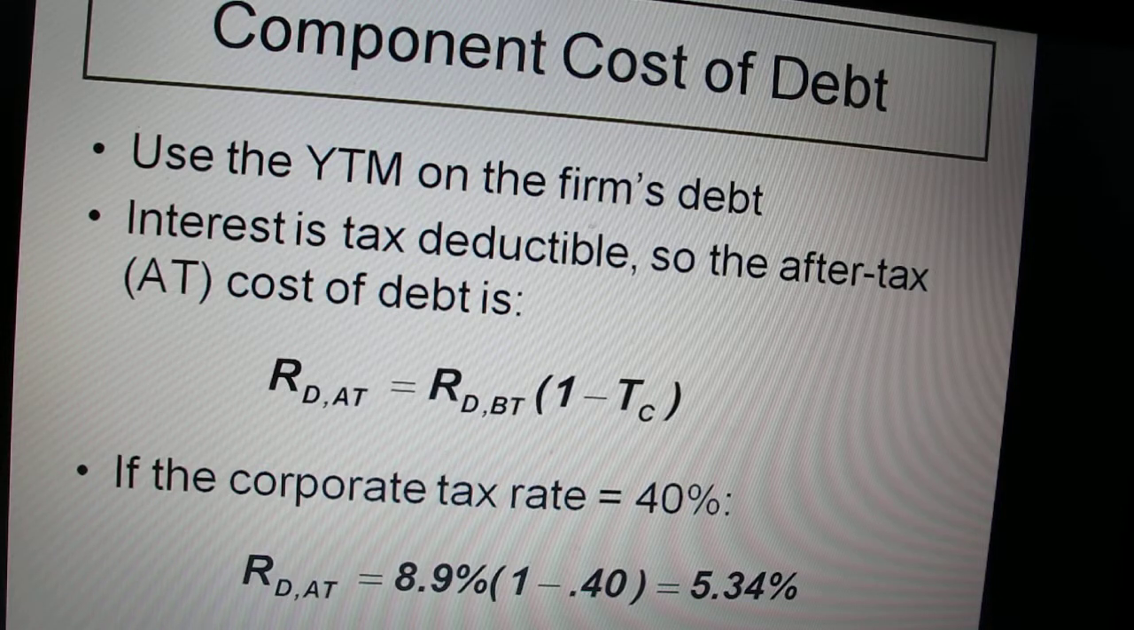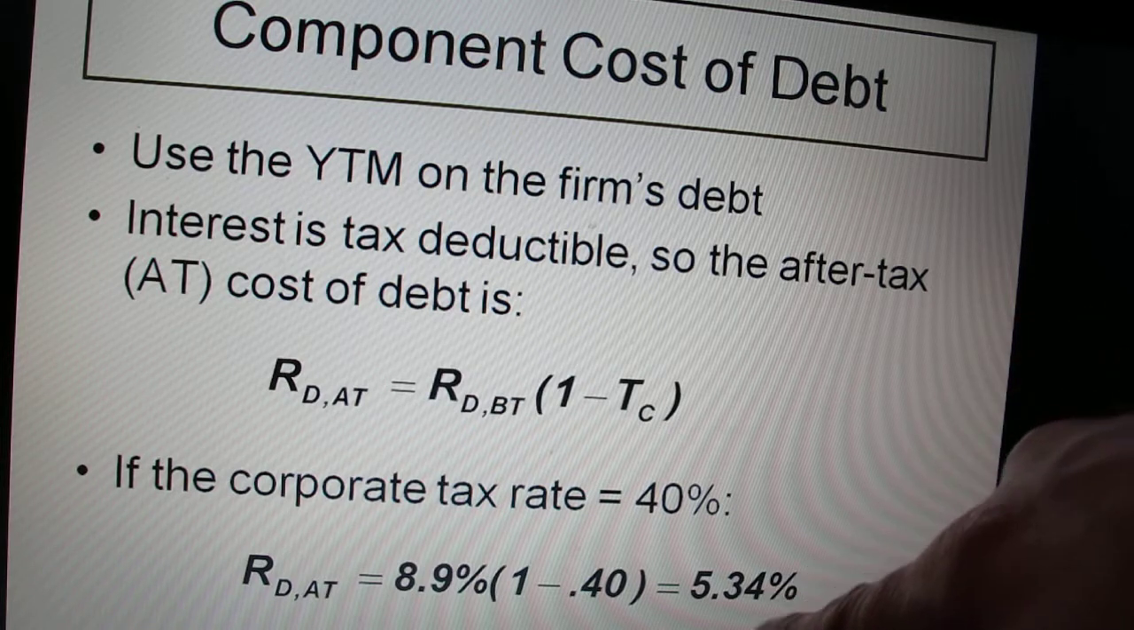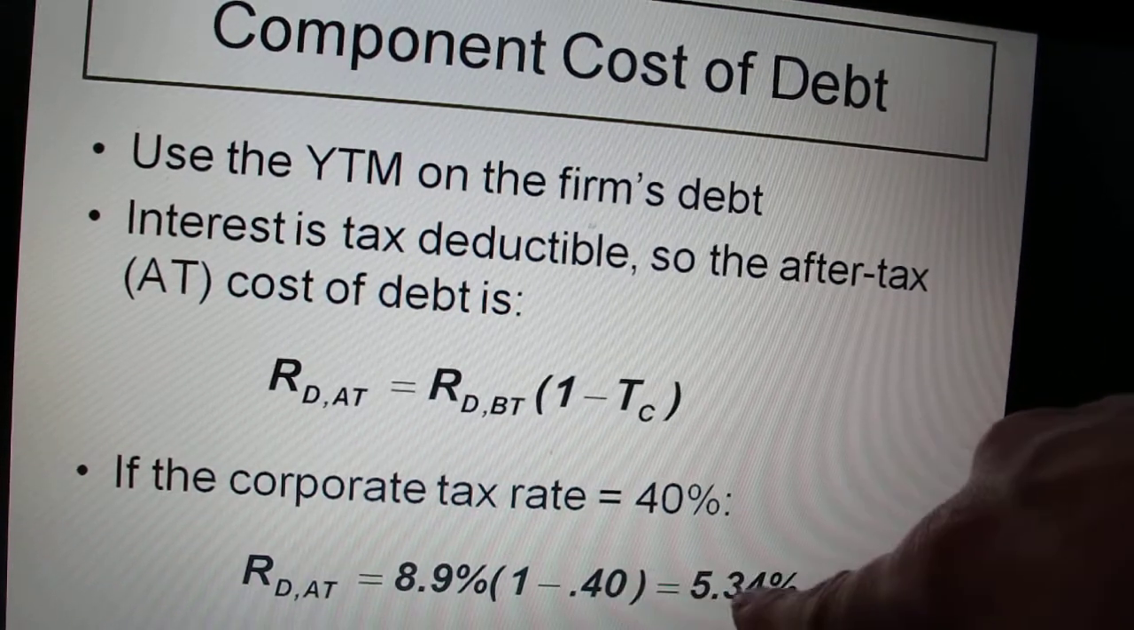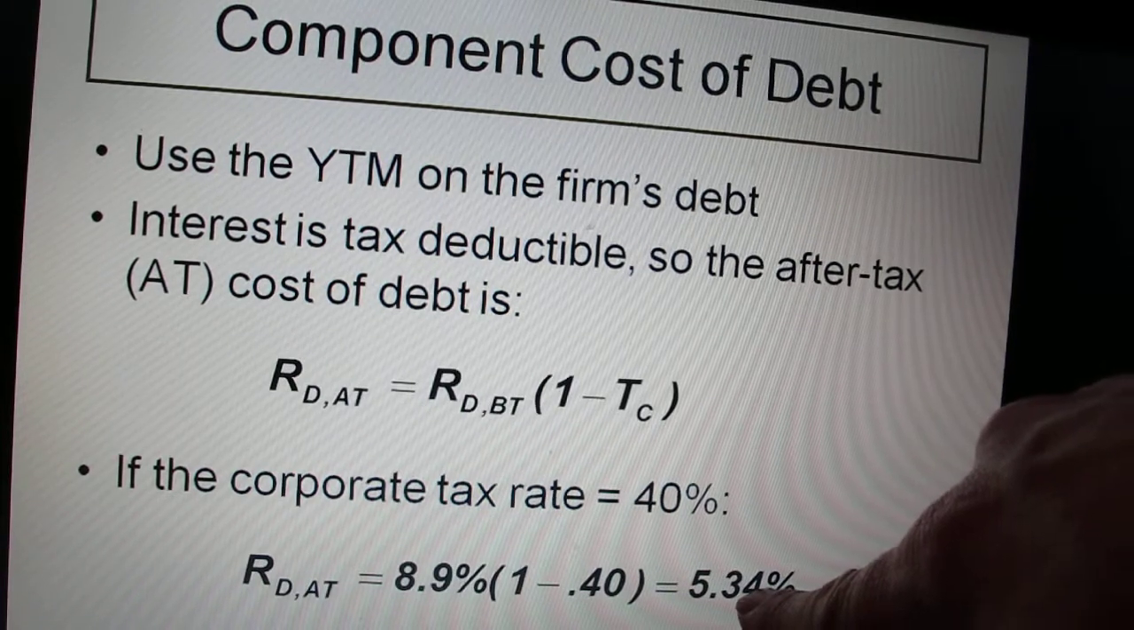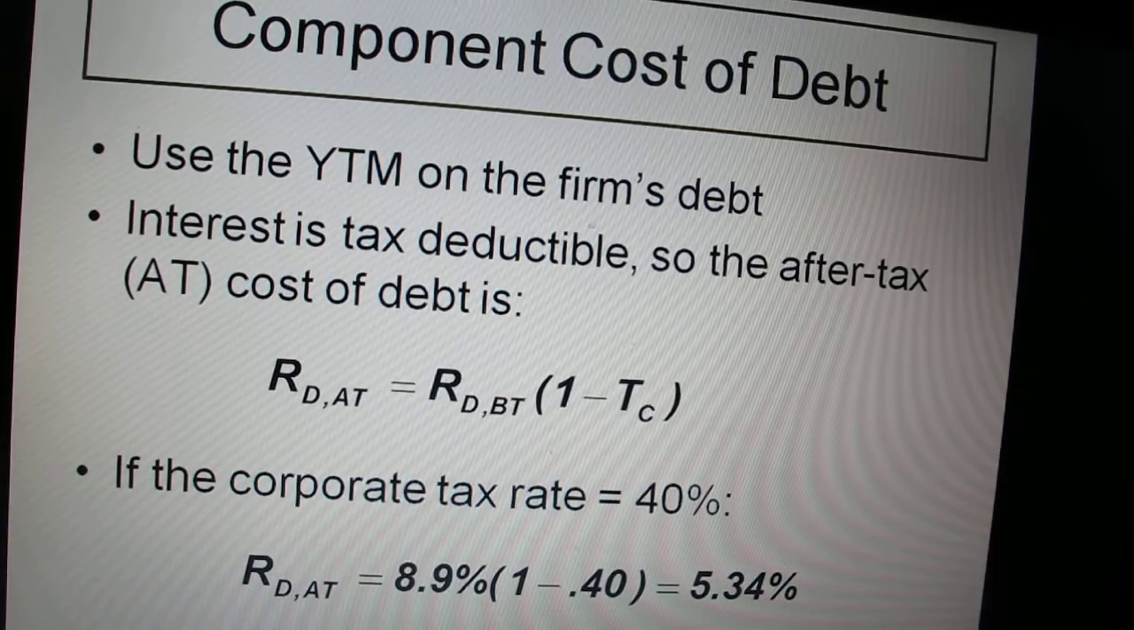An increase in tax rate may do something to after-tax cost of debt. Think about that. What would it do according to this formula? So if you increase that corporate tax rate from 40% to 50%, what would it do to this number? If that went up, it would lower that number, right? So a higher tax rate will actually lower the after-tax cost of debt.